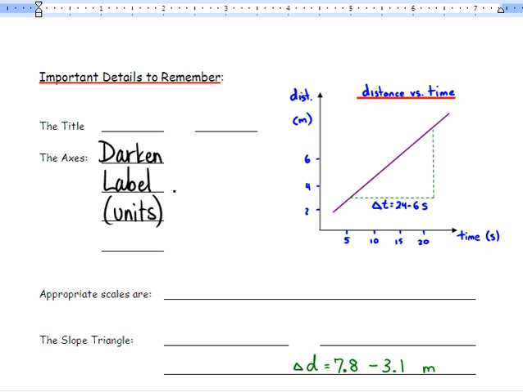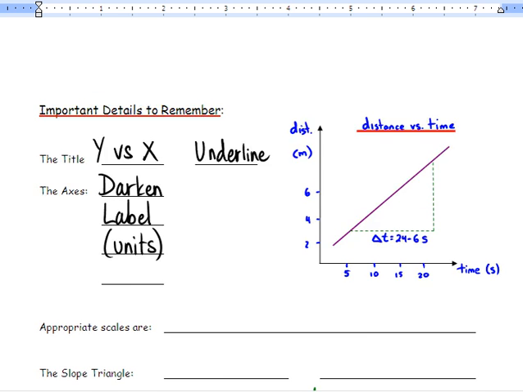The last thing we want to do, actually before we do that, let's go up to the title. For the title, we don't really give people creative control. We do this: Y versus X. What that means is we take whatever we've put on the y-axis, and then just say versus, and then we put in whatever the quantity is on the x-axis. And then once we've done that, we underline it.